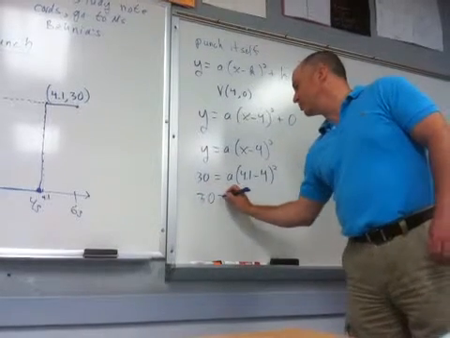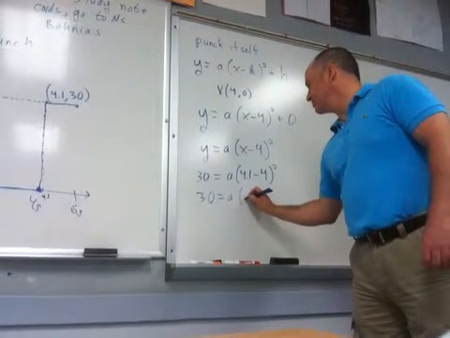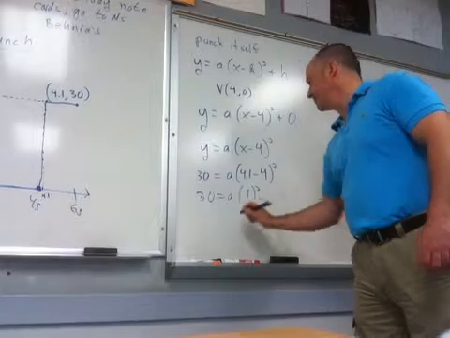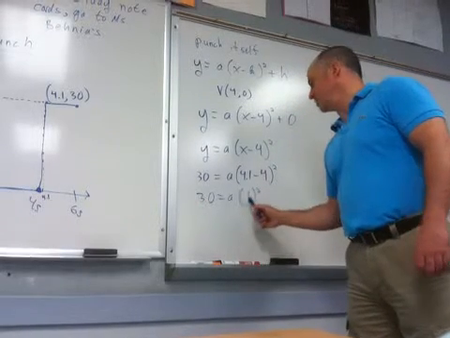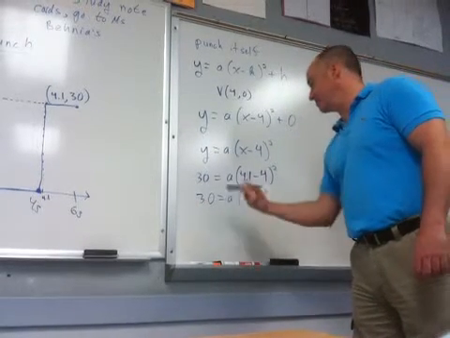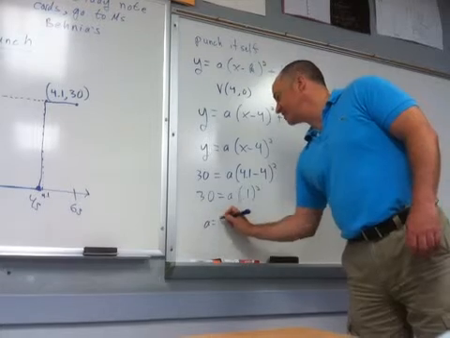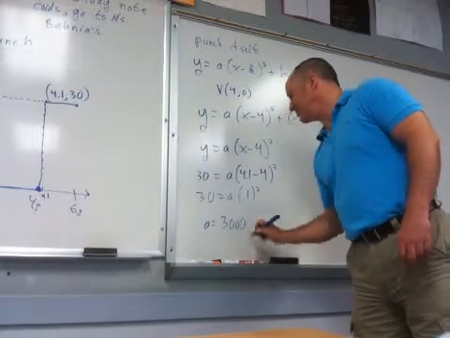So 30 equals a times 0.1 squared. a equals 3,000. Yep. 0.1 is 1/10, square it, get 1/100, multiply both sides by 100. a is going to be 3,000.